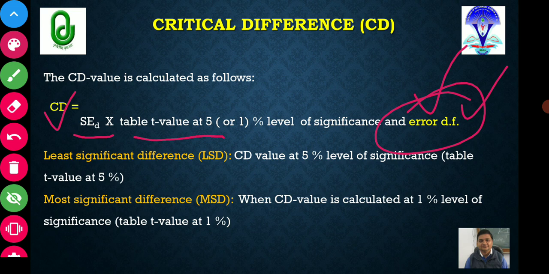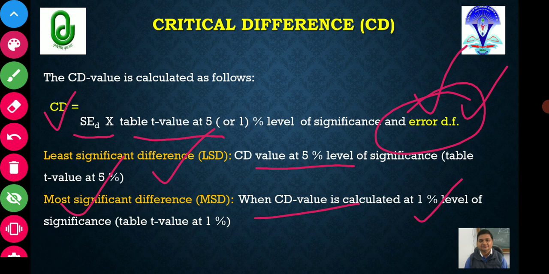So there are two types of CD: least significant difference and most significant difference. And there is nothing new in it. The CD value at 5% level of significance is called the least significant difference. And if it is at 1% level of significance, then it is the most significant difference.